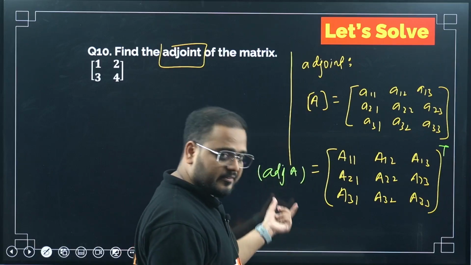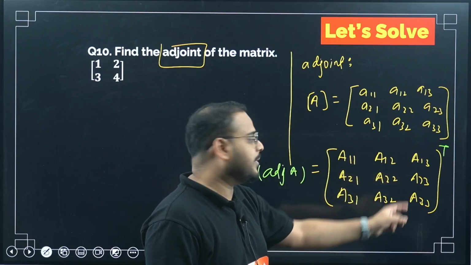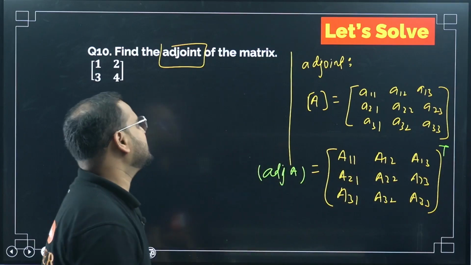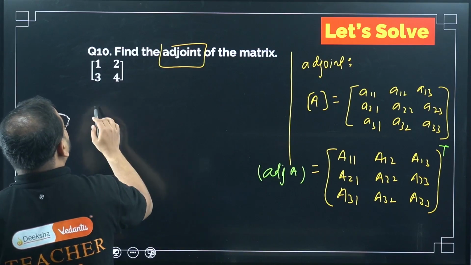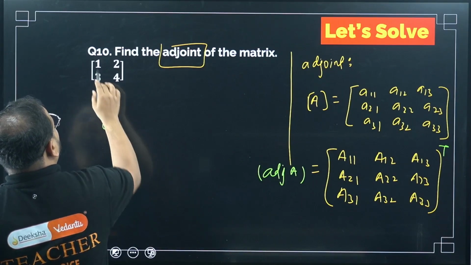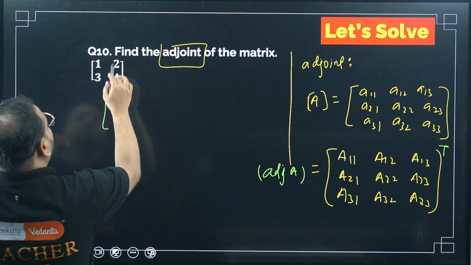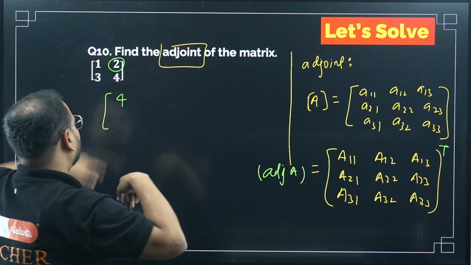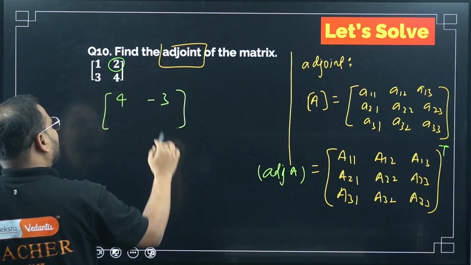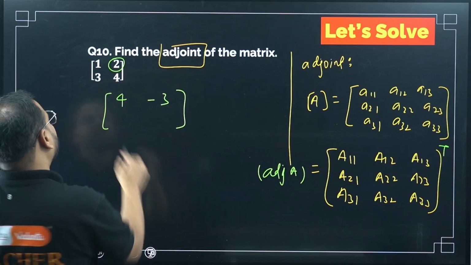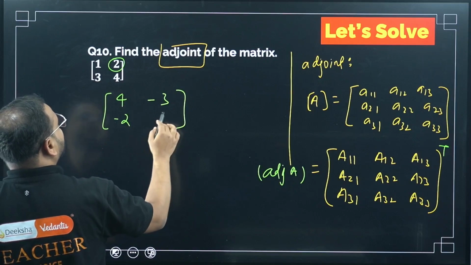Adjoint of A will be a matrix of the same order. How are you going to write that? First find all the cofactors of each element and then take the transpose. What's the cofactor for this? So for 1, I'll have it as 4, positive because 1 is A11. For 2, it'll be 3, but with a minus sign. Why? Because it is A12. For 3, again minus 2. And 4 will be simply 1.